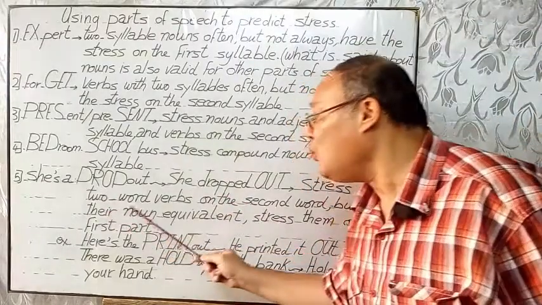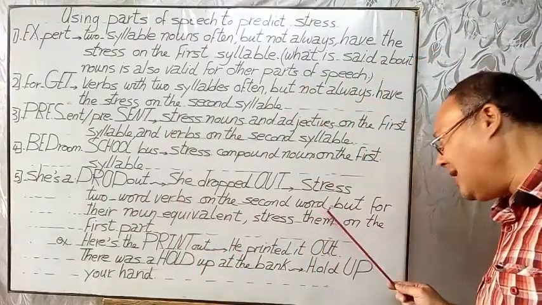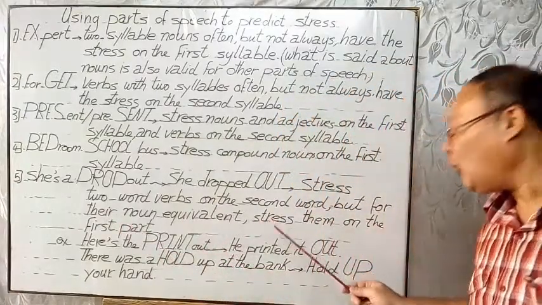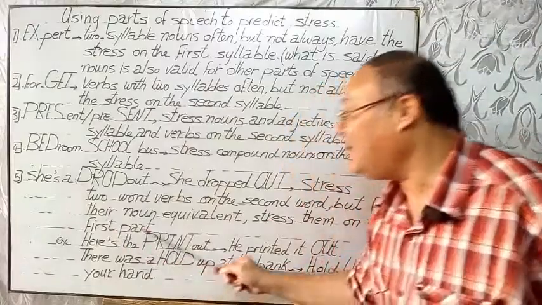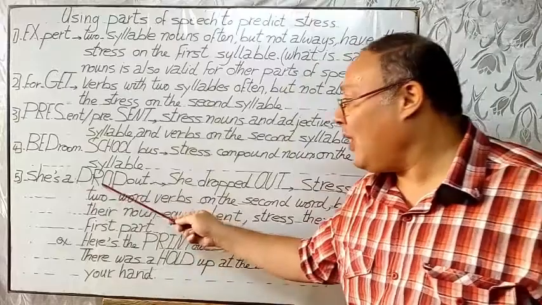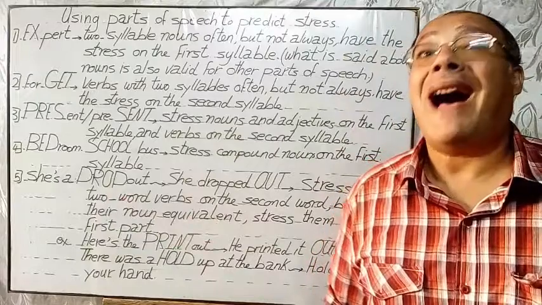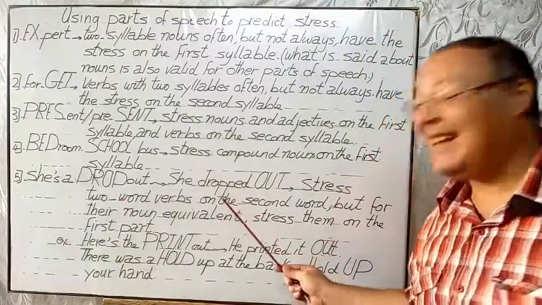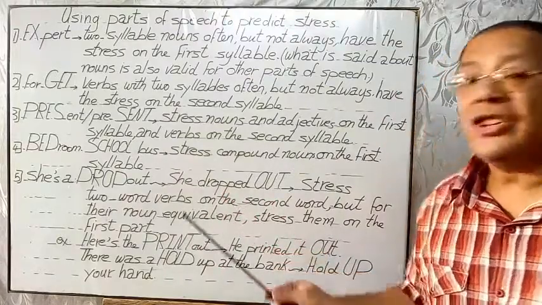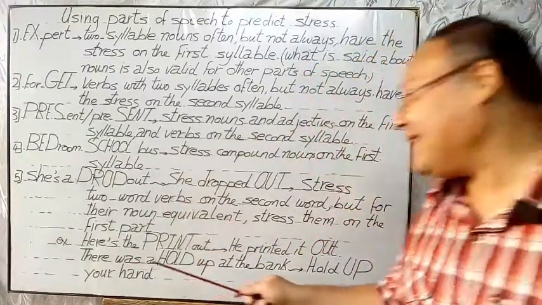Stress two-word verbs on the second word, but for their noun equivalent, stress them on the first part. Here is a noun, so we stress the first part: dropout. But here it's the equivalent as a verb, so we say dropped out. One more example.